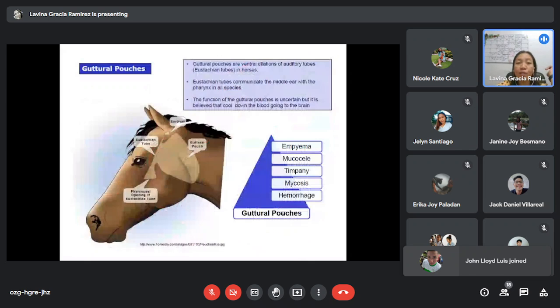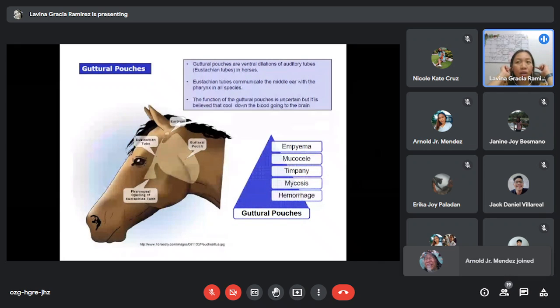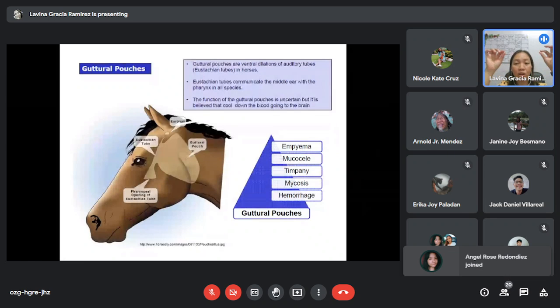Okay, as for now, for the guttural pouch. So guttural pouches are ventral dilations of the auditory tubes in horses. So this auditory tube is the eustachian tube. Ayan. This communicates with the middle ear. That's why kapag affected yung part ng dito, no, sa may neck part, no, and then bakit pwedeng go through okay yung infections pag may problem sa eustachian tubes kasi meron silang konting connection, so may opening, so that's why otitis can be one possible sequel, okay, if there is a problem in part of the eustachian tube.